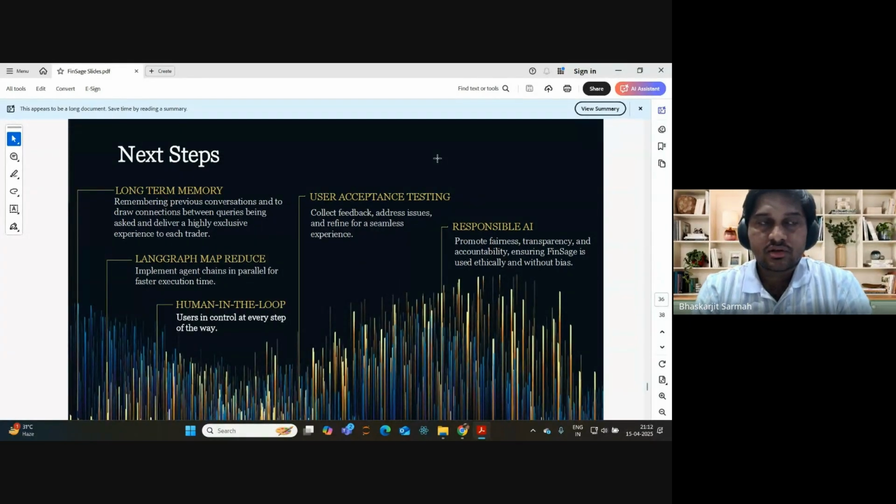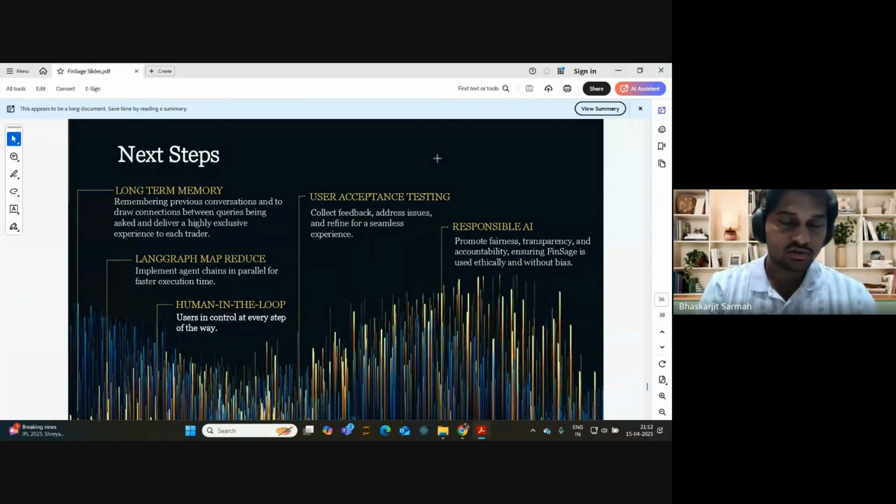So if I'm a trader in fixed income, then the chatbot or this agentic AI should understand my questions over a period of time, and it should give me responses which are tailored to my domain. We will be capable of adding that only when we add this memory integration. So that is one of the next steps.